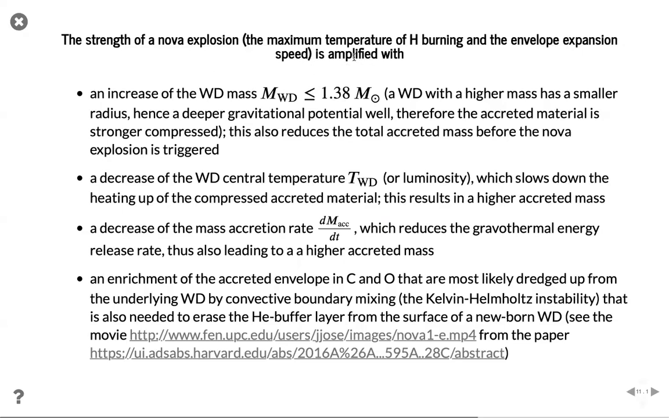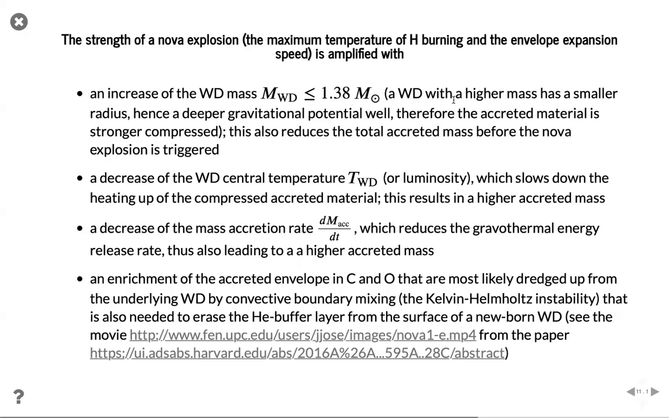So what can amplify the strength of a nova explosion? First, the strength is amplified if we increase the white dwarf mass. You know that white dwarf masses cannot exceed 1.38 solar masses, which is the Chandrasekhar mass limit. If the mass of the white dwarf exceeds this, we will have, instead of a nova explosion, a supernova type 1 explosion, which is also observed in the Milky Way galaxy and elsewhere.